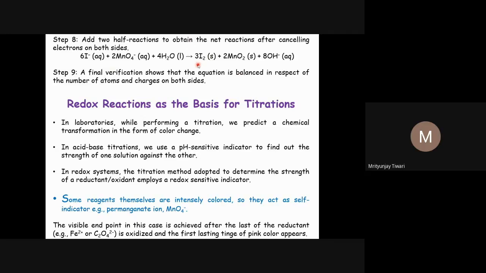So this is the procedure, and this is how we apply those rules to balance a chemical equation by applying the half reaction method. Now let us look into the other concepts that we need to understand. This is redox reactions as a basis for titration.